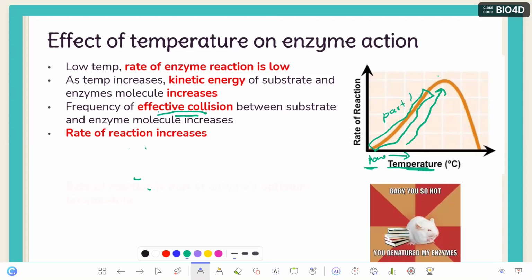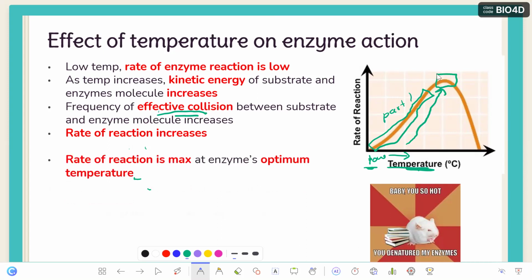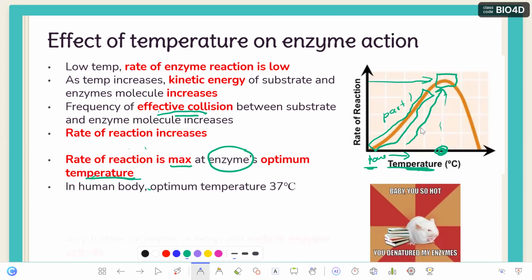Now, what happened when it reached this peak over here? When it reached that peak, we say that the rate of reaction is at the maximum level. Cannot go any higher anymore, because that is the enzyme's optimum temperature. The optimum temperature for that enzyme is this one. For example, this is the optimum temperature. This temperature is the best condition for the enzyme to work. So for your enzyme, most of the enzymes in your body have an optimum temperature of 37 degrees Celsius. Okay?